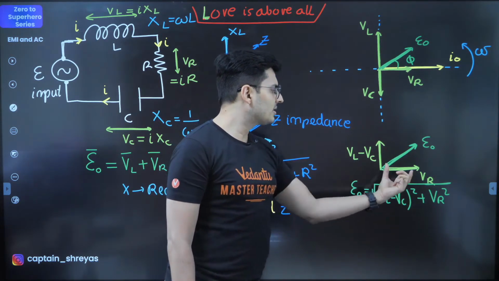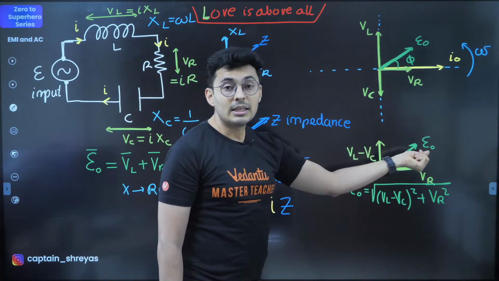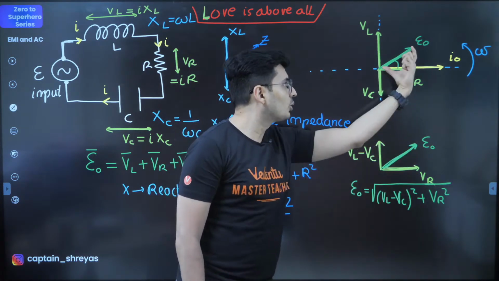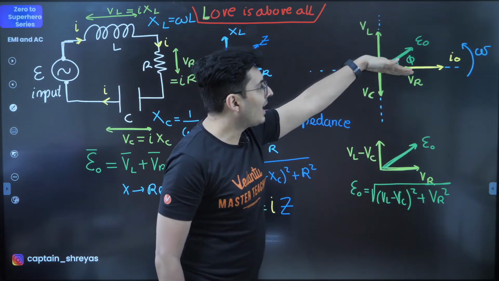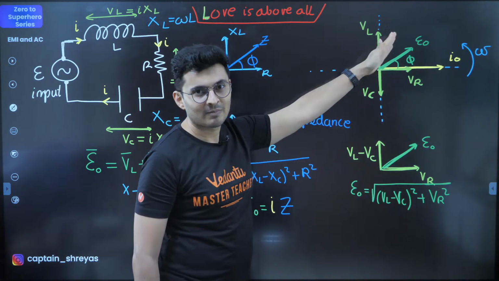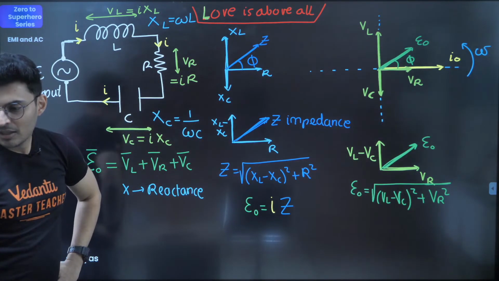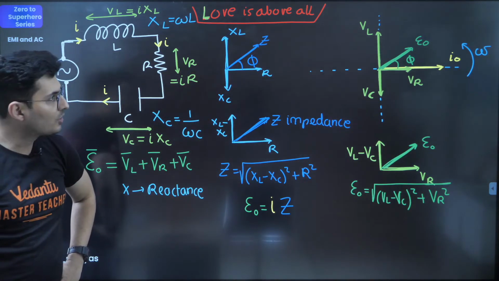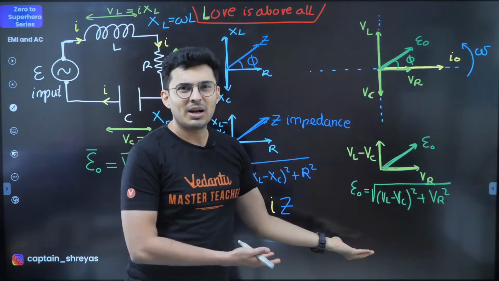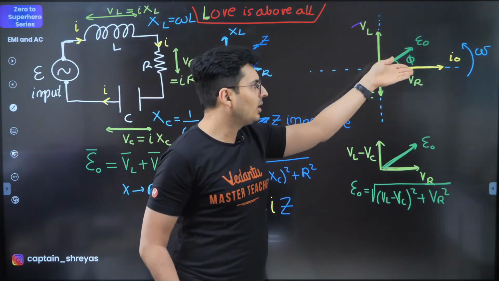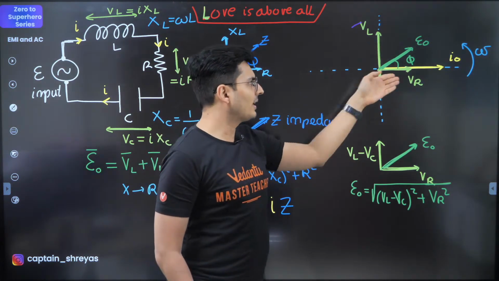So this square plus this square will be the net square. This is the net EMF, which I can just put over here. And like you can see, the net EMF and the current have some phase difference. Is that clear, bacha log? Understood? So that's the phase difference. So this is how you get the formula. You don't need to by heart this. You should just know love is above all. Resistor is always in sync. Capacitor is obviously behind. So it's just a vector addition of all of them.